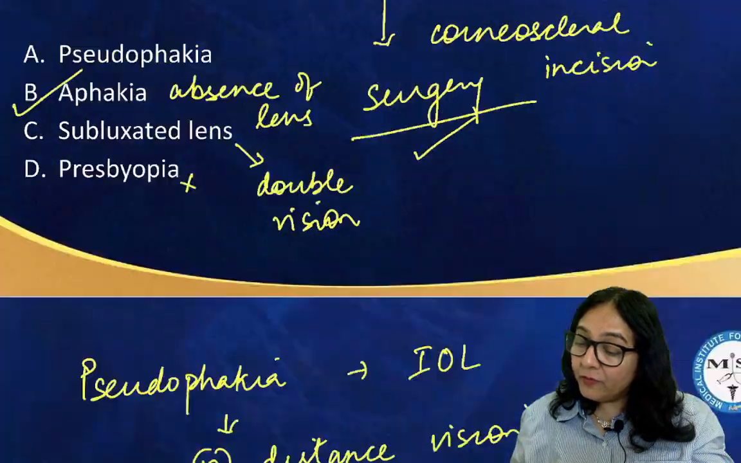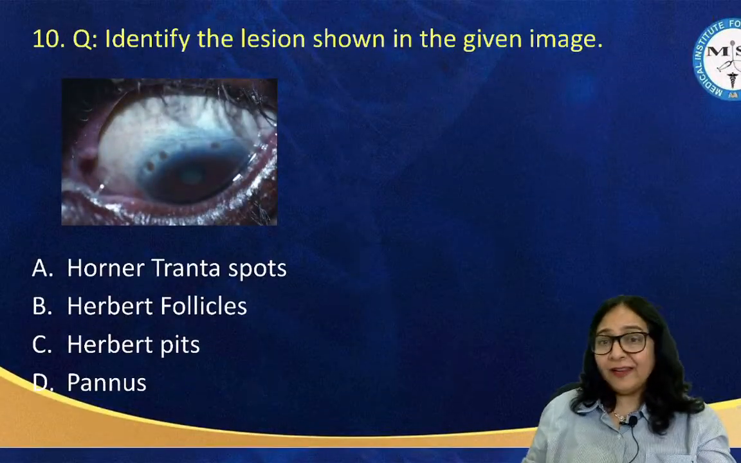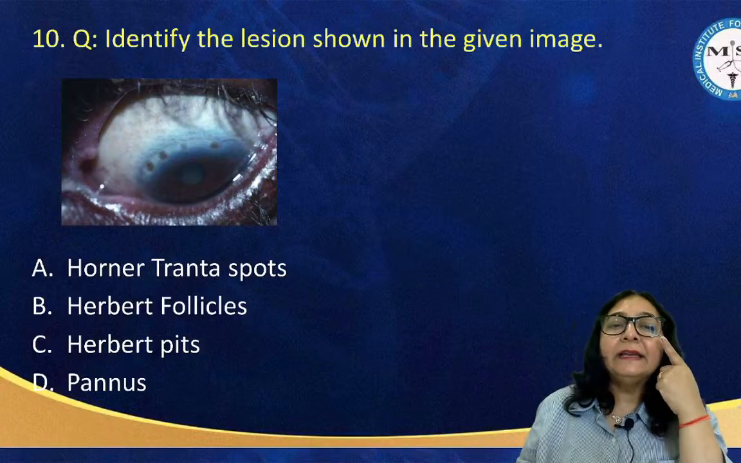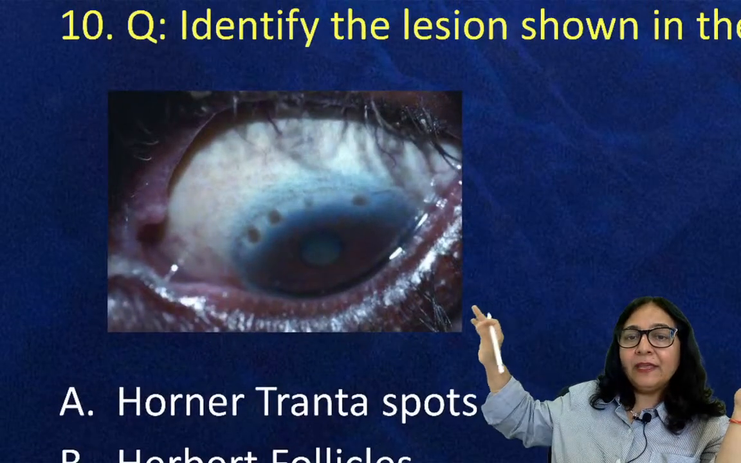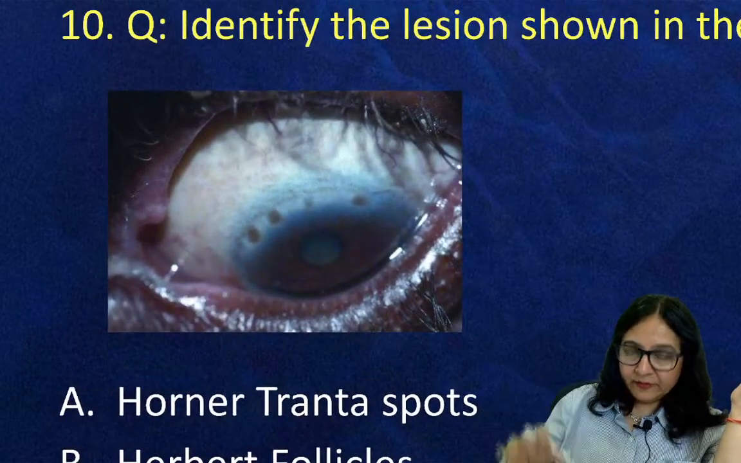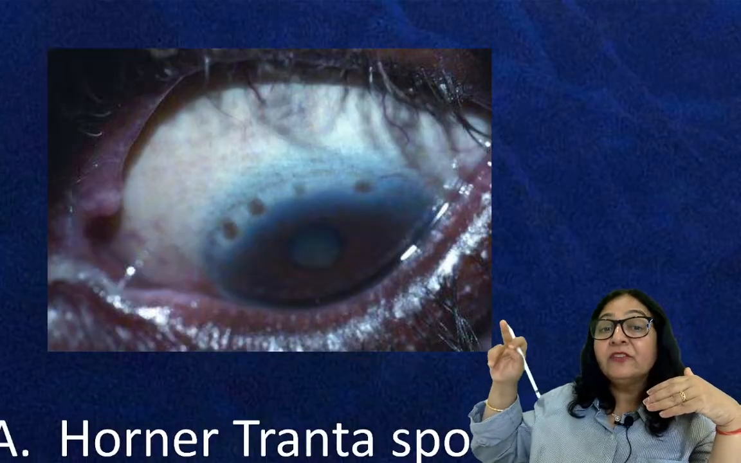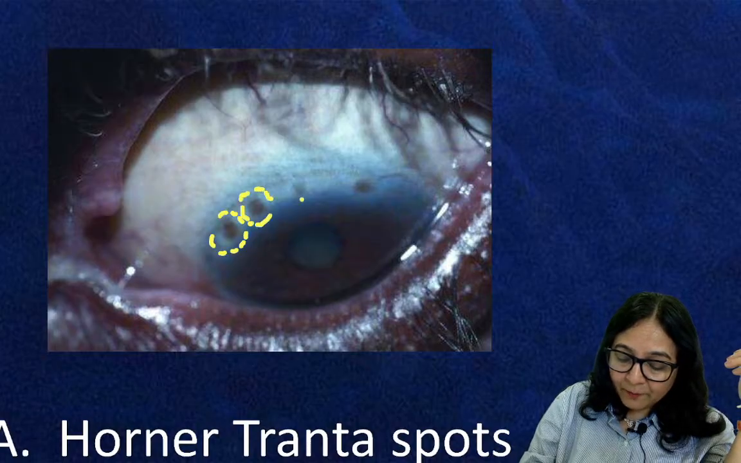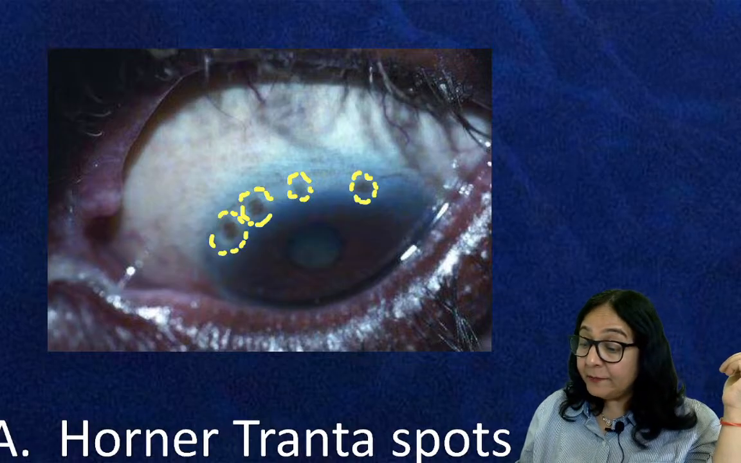Okay, so moving to the next question, which was an image based question, and a very straightforward past year question, I would say. Identify the lesion shown in the given image. An image similar to this was there in the exam, showing some lesions on the limbus. If the image was similar to this, you could see these small pit-like lesions on the limbus.